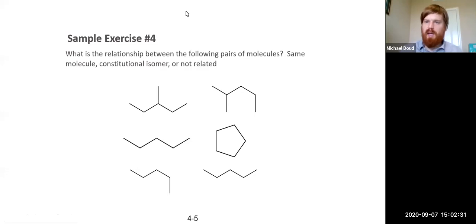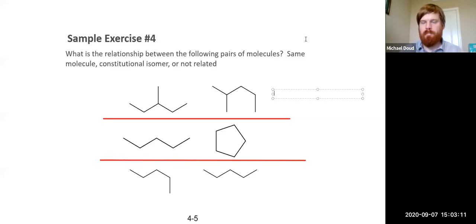Why don't you guys go ahead, give it a shot, pause the video, figure out the relationship between the pairs of molecules, and then we'll work on it together when we unpause the recording. Okay, I hope you took a little bit of time there and figured out the relationship between these molecules. Let's look at it together.